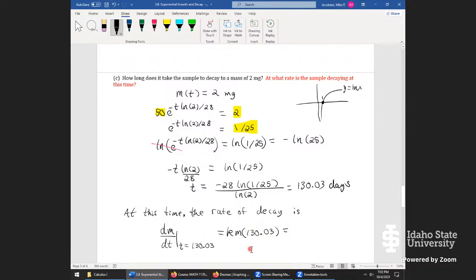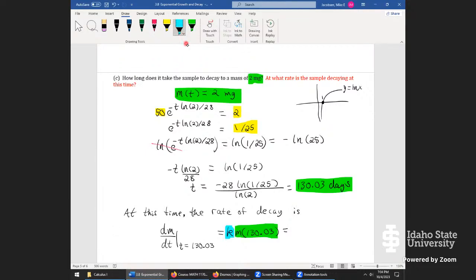The good news is we don't actually have to calculate mass at 130.03 days because we know the answer. It said, how long does it take the sample to decay to 2 milligrams? That was that time figure. So we can just reverse it and say at that amount of time, we get a mass of 2 milligrams, which we're putting right here. So let's use a color just to connect that. Mass at 130.03 days is the 2 milligrams that we solved for. So we're just going to put 2 milligrams right there.